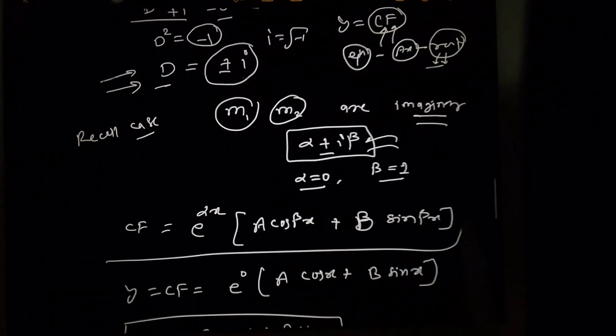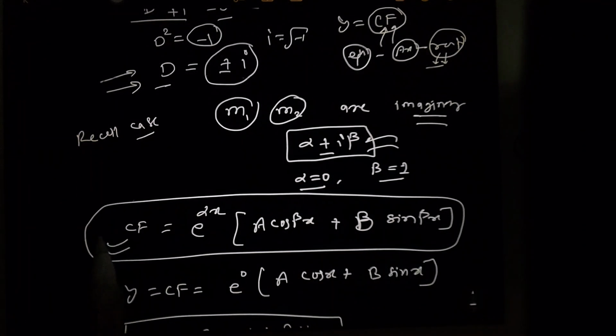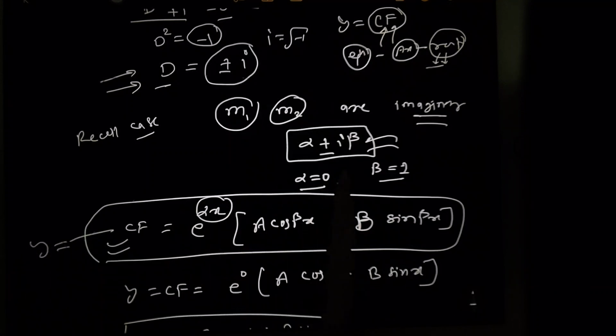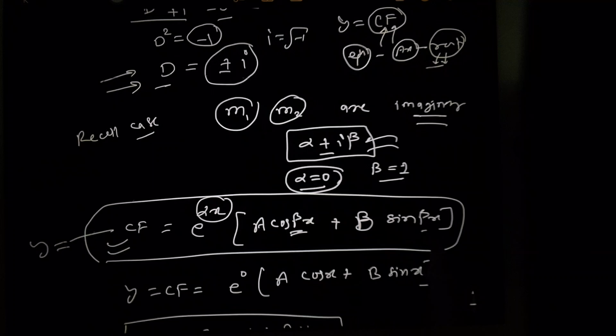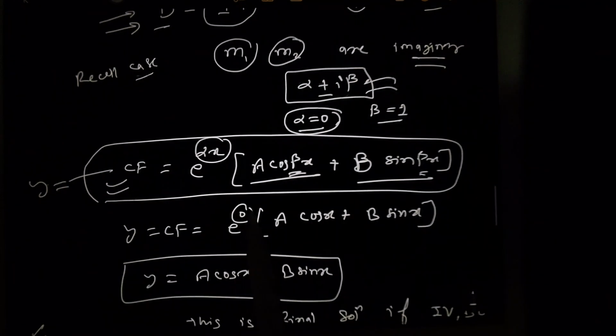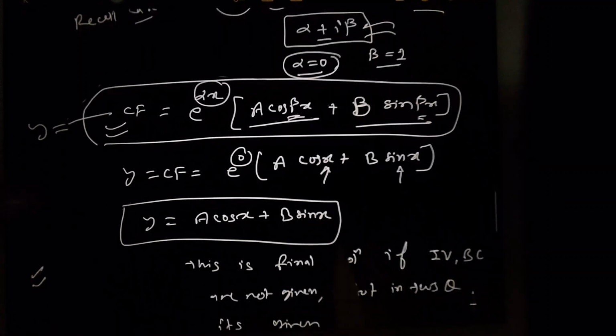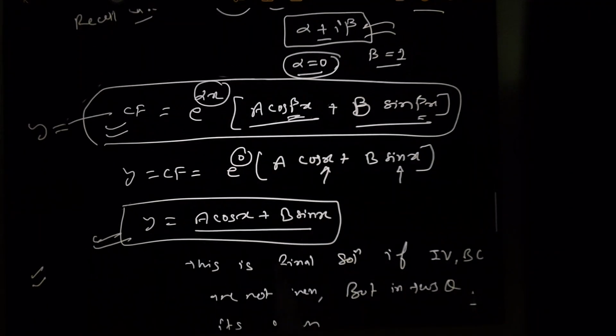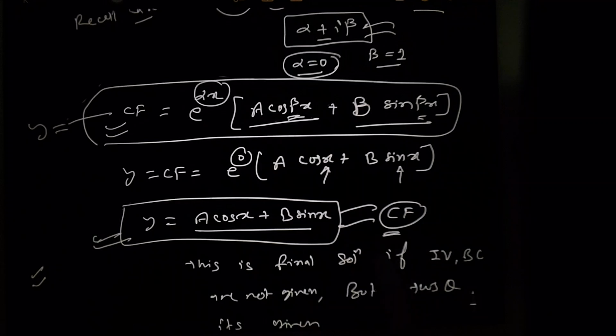So in case of imaginary roots, what kind of solution do we write? We write this kind of complementary function: y is equal to e power alpha x, alpha is 0 in our case, and beta is 1 in our case, into a cos beta x plus b sin beta x. So alpha is equal to 0, beta is equal to 1, you substitute here. So we got y is equal to a cos x plus b sin x. What is this, guys? This is your complementary function, and this itself is your final solution also.